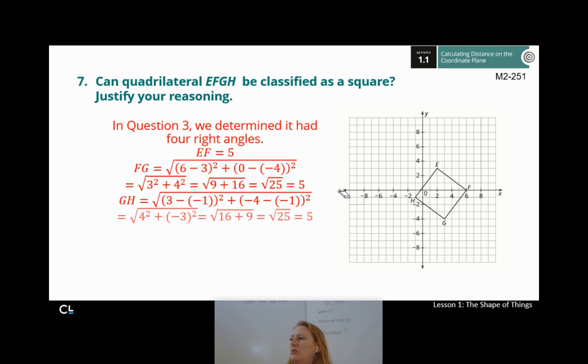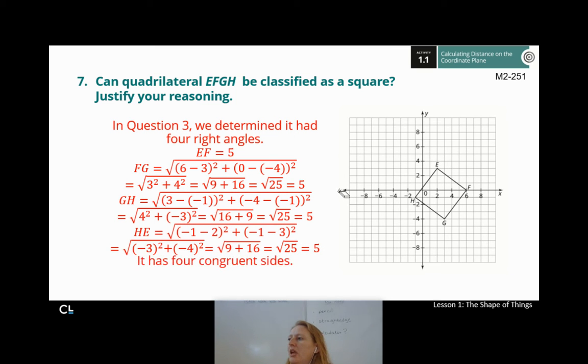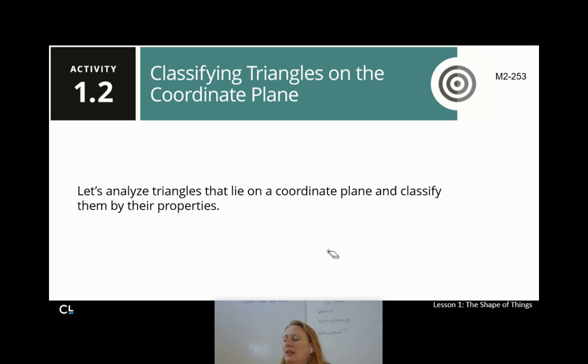So we found all the sides were 5. So it has 4 congruent sides and 4 right angles. Quadrilateral EFGH is not just a rectangle. That is a square. Now, we've analyzed our rectangles. Let's talk triangles. You remember the Pythagorean Theorem?